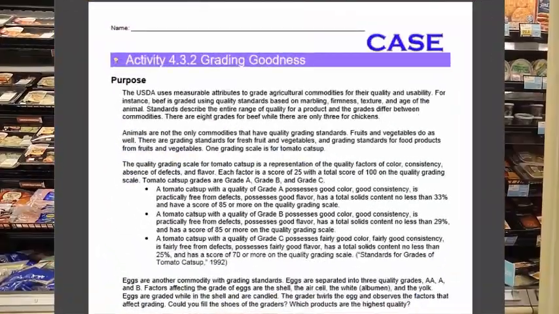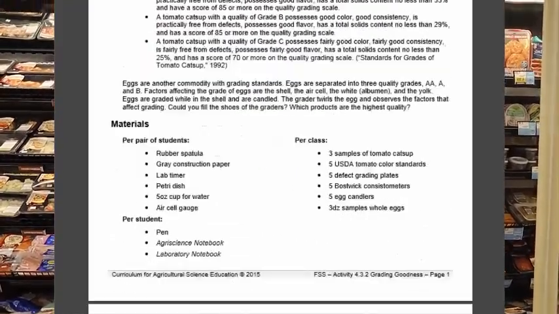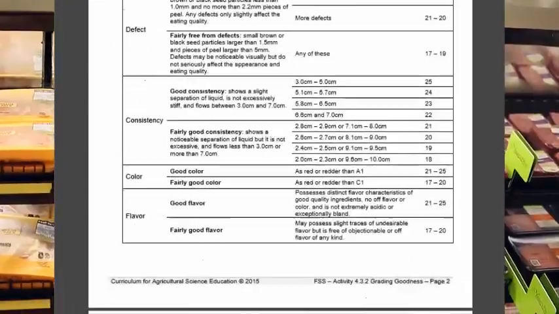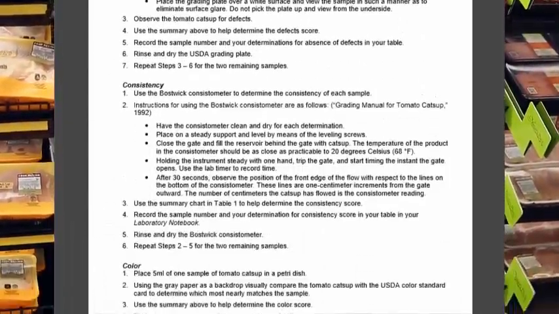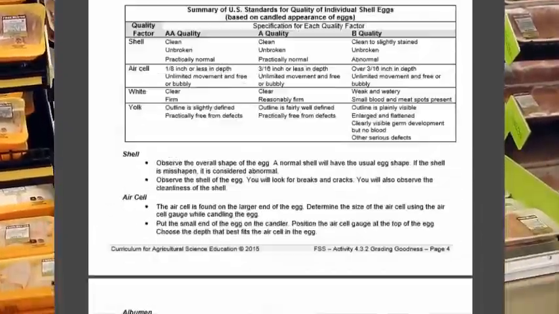In Activity 4.3.2, Grading Goodness, you will grade tomato ketchup and raw eggs using USDA quality grading standards in order to understand how agricultural products are graded.